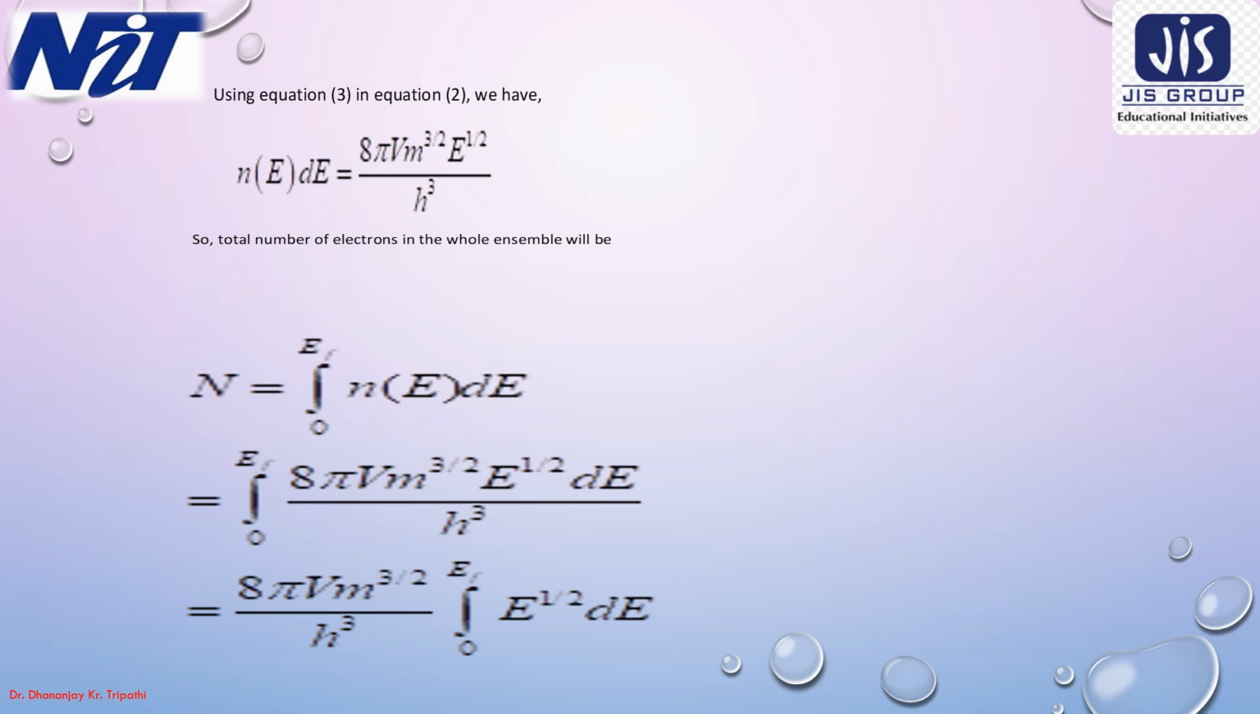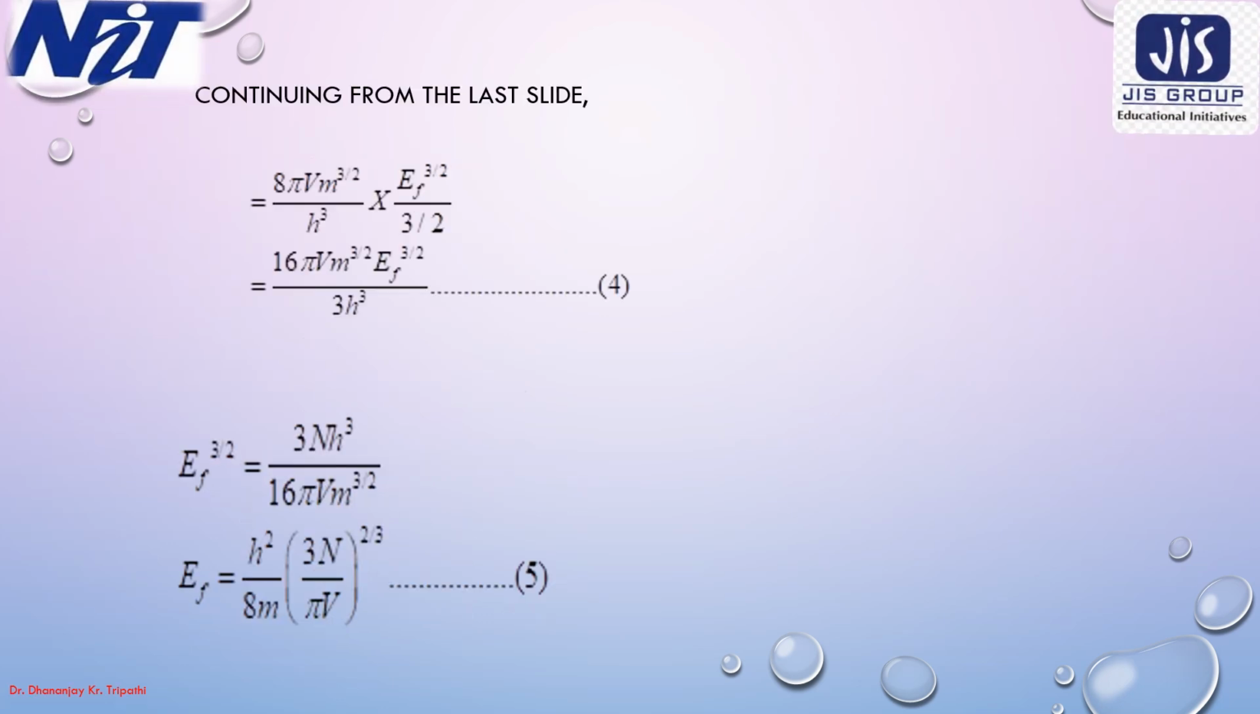Outside of the integral, we will get 8 pi V m^(3/2) by h cube, and E^(1/2) will be integrated with respect to dE, and due to that we will see the result next. So when we integrate E^(1/2) within the limit 0 to EF.